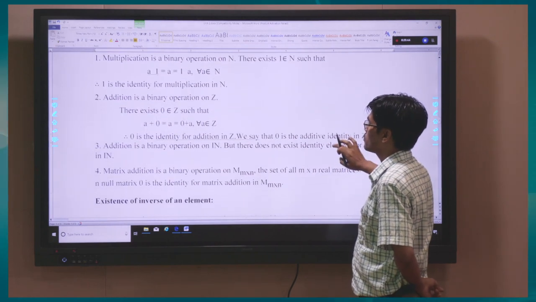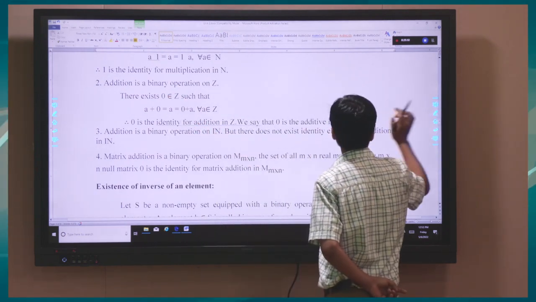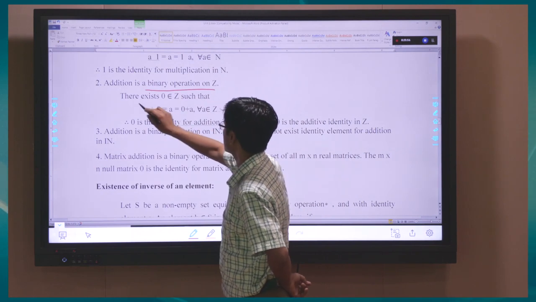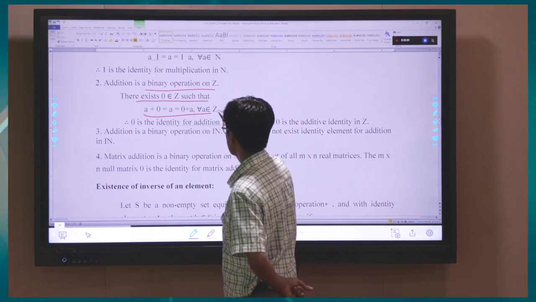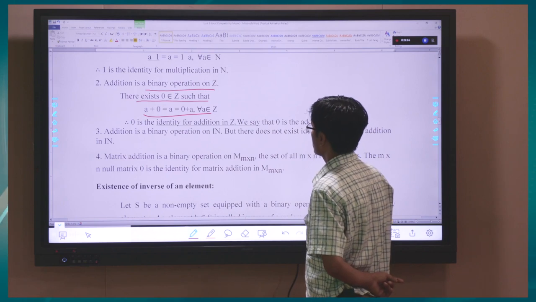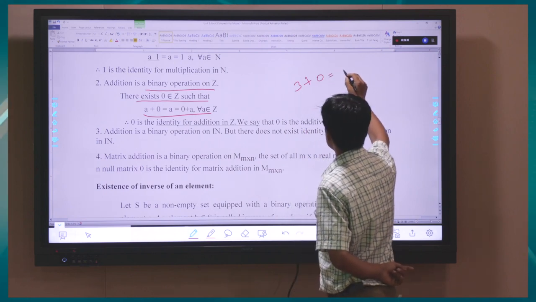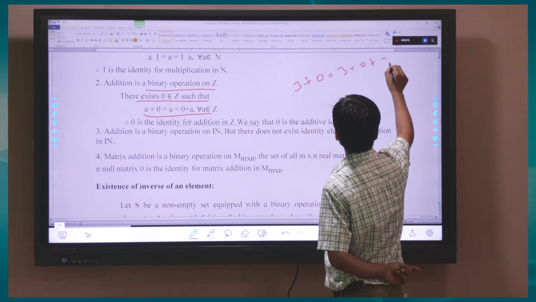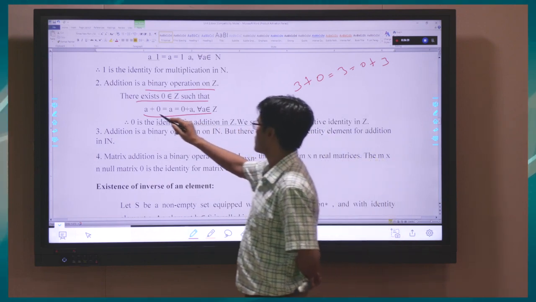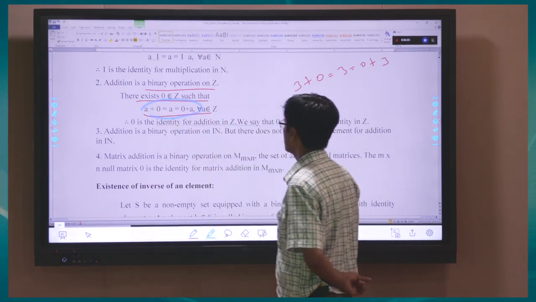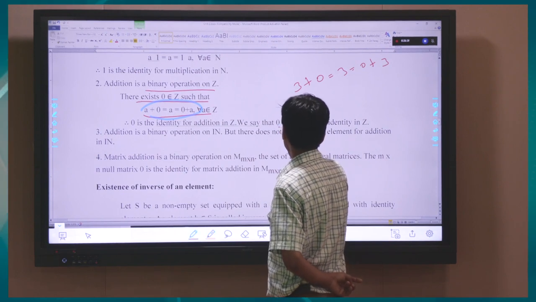Similarly, we consider another example. Addition is a binary operation on Z. So there exists 0 belonging to Z such that A plus 0 is equal to A is equal to 0 plus A for all A belonging to Z. Here 3 plus 0 is equal to 3 is equal to 0 plus 3. For any element from the set of integers, this condition is satisfied. Therefore 0 is the identity element for addition in Z. So 0 is also called the additive identity.